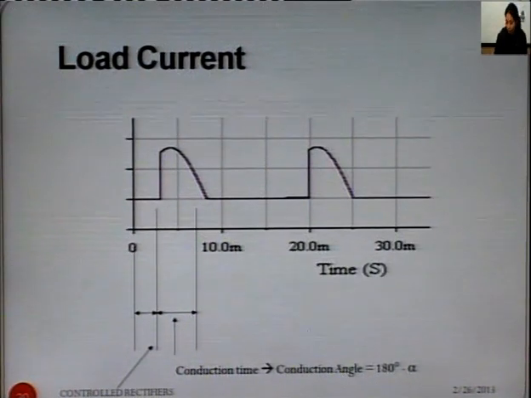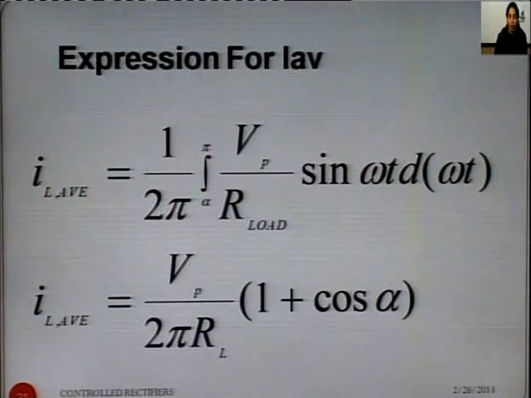Then this is the load current showing the conduction time and angle, and these are the expressions for the average current in the circuit, which is 1 upon 2 pi from alpha to pi Vp upon R load sin omega t d omega t. Then by taking the integration, the final expression will be Vp upon 2 pi RL (1 plus cos alpha).